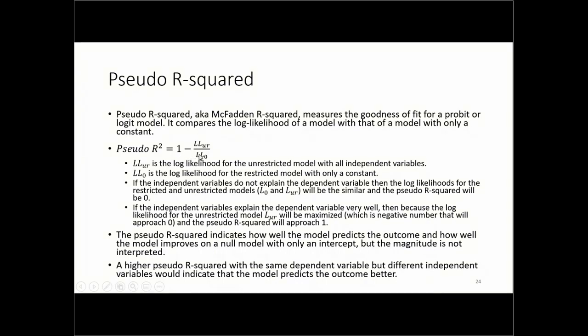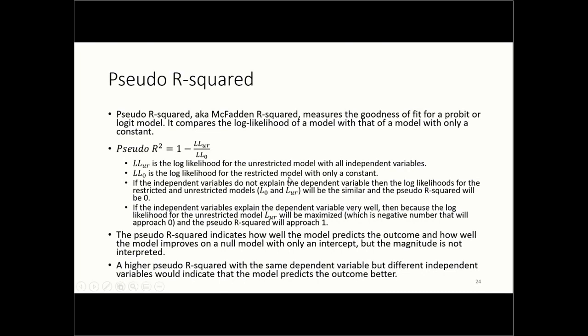So the formula for that is that the pseudo R-squared would be equal to 1 minus the log likelihood of an unrestricted model with all of the independent variables divided by the log likelihood for a restricted model with only a constant. So here, this would be the log likelihood of a restricted model that only has a constant in it, so no independent variables. So basically, this is the poorest fit of them all because we have no independent variables. And hopefully, as we start to add more independent variables, this log likelihood function would be increasing because we're trying to maximize this log likelihood function.